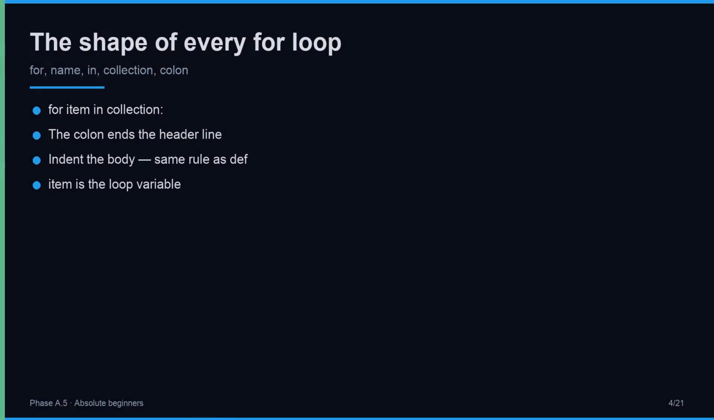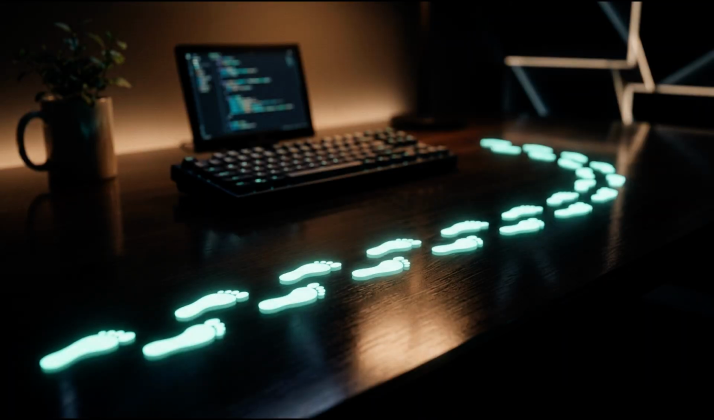Here is the shape of every for loop. The word for, then a name, then the word in, then a collection, then a colon. Underneath, indented, the body, the code that runs for each item. The colon at the end of the header line is mandatory, exactly like in a function definition. The body must be indented, exactly like in a function. If you remember def from earlier, you already know the shape. The only new parts are the words for and in, and the loop variable in between. Same shape as def. There is a calm rhythm to writing a loop. Header on top, body indented below. Once you know the shape, you recognize it everywhere.